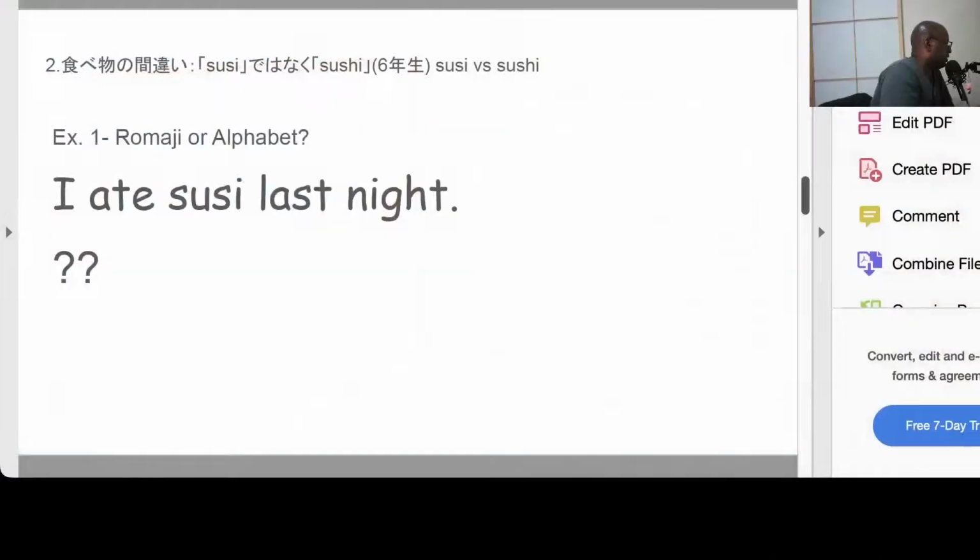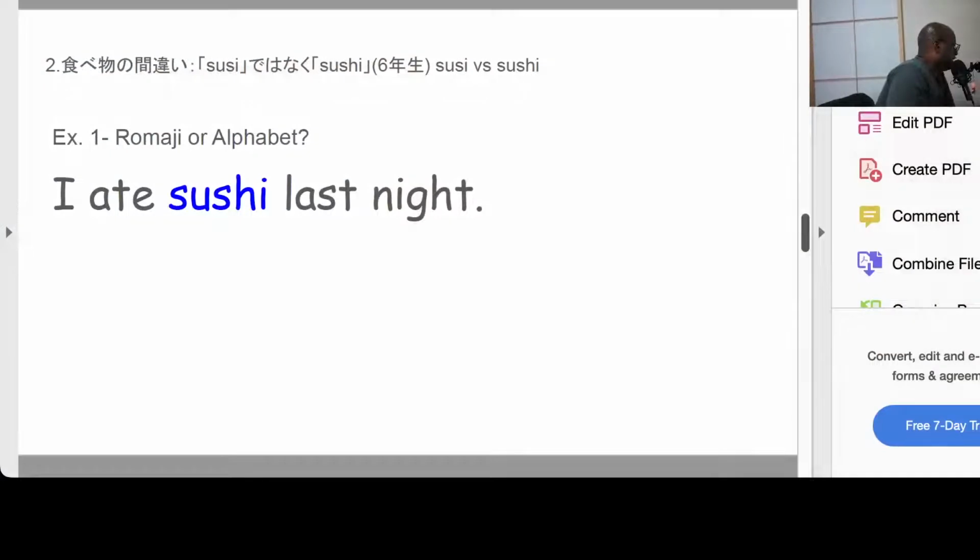Okay? So let's go into this, and let me tell you one more thing. There's a big issue with the romaji charts and translating them for using hiragana to romanize or use romaji, which is different. Here you can see that I ate sushi last night. Now, is this romaji or the alphabet? Well, I ate sushi is not sushi. I ate sushi is S-U-S-H-I. I ate sushi last night.